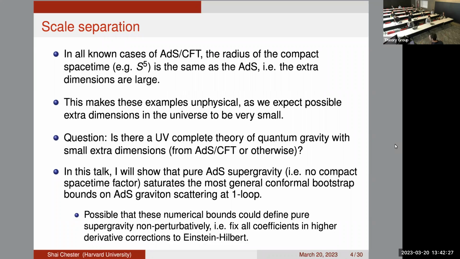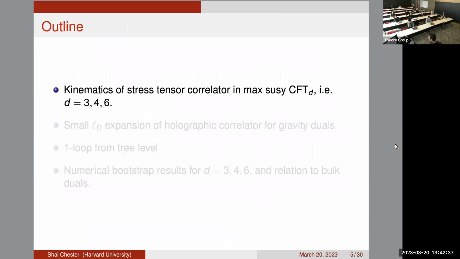So in particular, you could in principle maybe fix all the coefficients in the higher derivative corrections to the Einstein-Hilbert action from these numerical bootstrap bounds. And so that's going to be the claim of today's talk. So I guess before I jump into the details, any questions about the introduction?